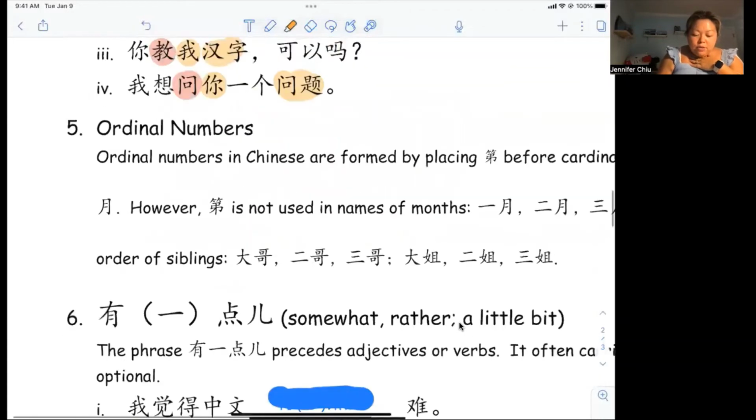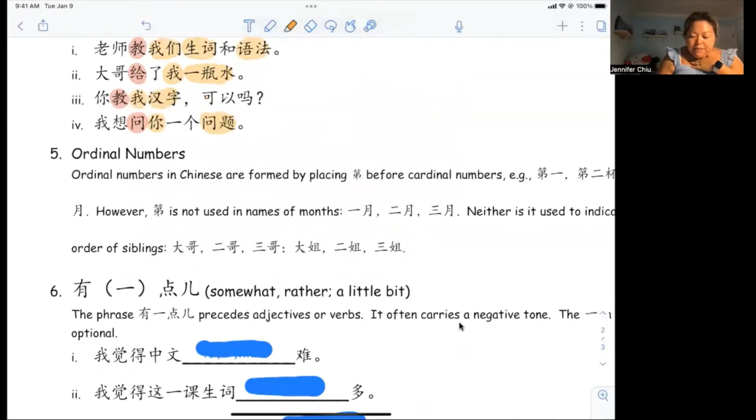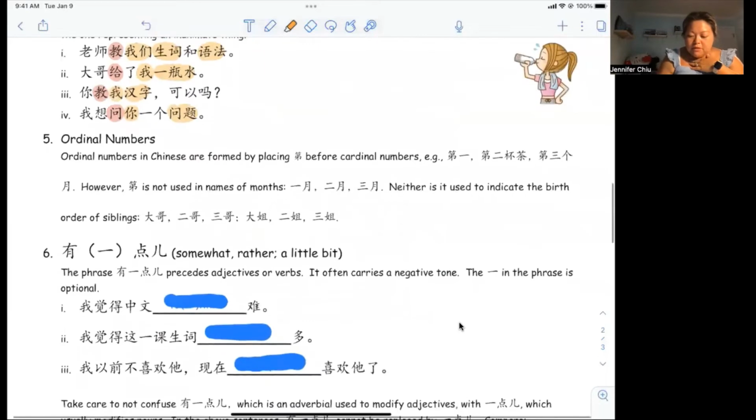Number 5 here says, ordinal numbers in Chinese are formed by placing 第 in front of cardinal numbers. For example, 第一, right? 第二杯茶, 第三个月. So 第一 means you're number one in whatever it is. 第二杯茶, that is the second cup of tea you're drinking. 第三个月, this is the third month. So anytime you're using the words first, second, third, you're using 第一, 第二, 第三, right?